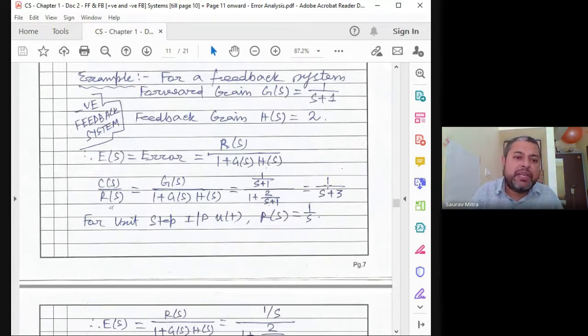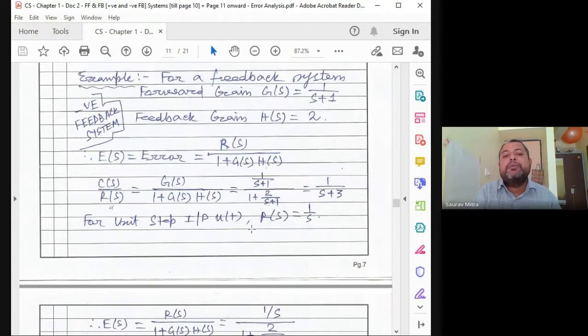If there are two transfer functions, one with a pole at minus 1 and another with a pole at minus 3, which system is more stable? The answer is 1 by S plus 3, with the pole at S equal to minus 3, because that pole is deeper into the left half of the real axis. Previously, in the open loop, the pole was at S equal to minus 1. Negative feedback has taken the pole deeper into the left half plane, because now the pole is at S equal to minus 3. So this is a more stable pole.